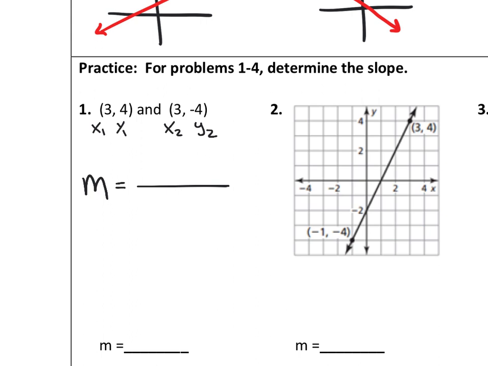What letter goes first in the very top of that formula? Y2. So what number am I going to put down first? Negative 4. And then I'm going to subtract what number? Look at your formula. What's the next letters? Yeah, y1 is next, and we labeled y1 as 4. So x2 is going to be 3, and then we're going to subtract x1, which is 3.